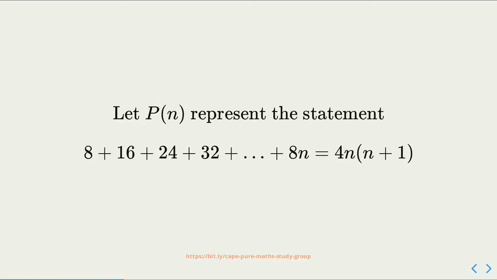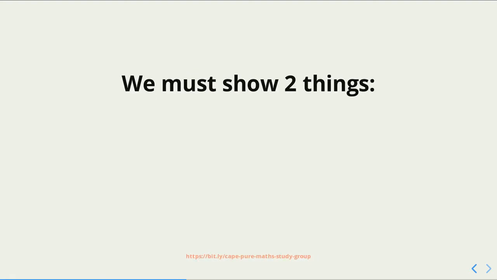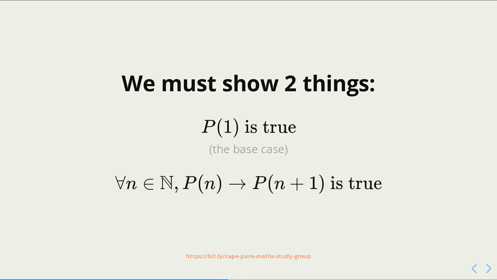Let P(n) represent the statement we want to prove. That is, that the sum of the first n multiples of 8 is equal to 4n(n + 1). And we must show two things. We must show that P(1) is true. This is typically called the base case. And we must show that for all natural numbers n, P(n) implies P(n + 1) is true. This is typically called the inductive step.